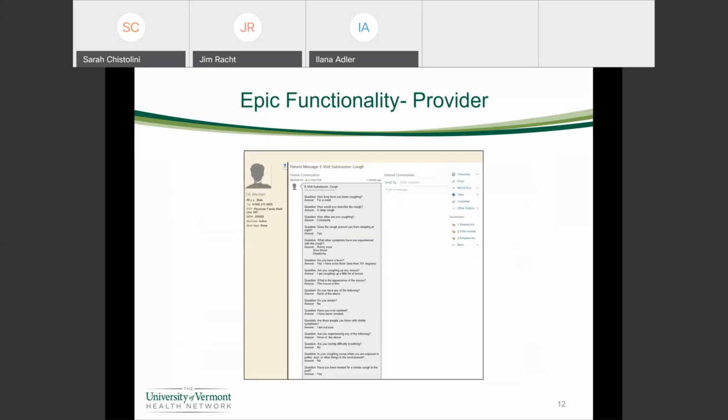For Sarah or other providers, this is part of what it looks like on their Epic. They can see the question that was asked and the answer that the patient gives. This is not an expanded view. This is just an overall view from her in-basket.